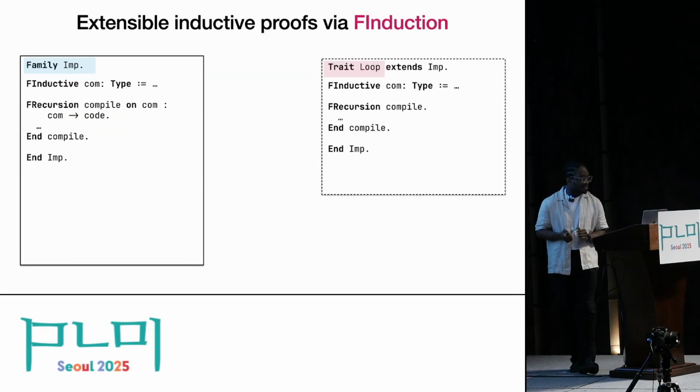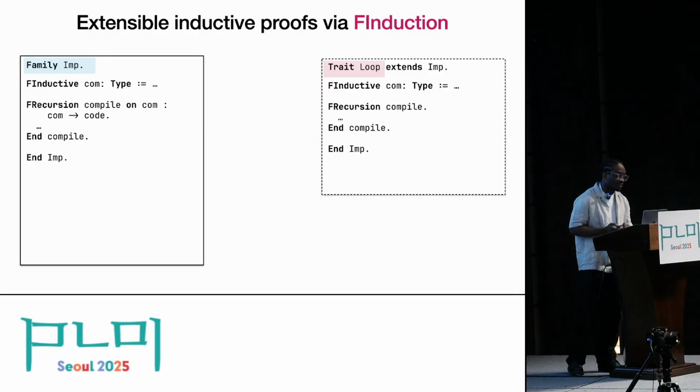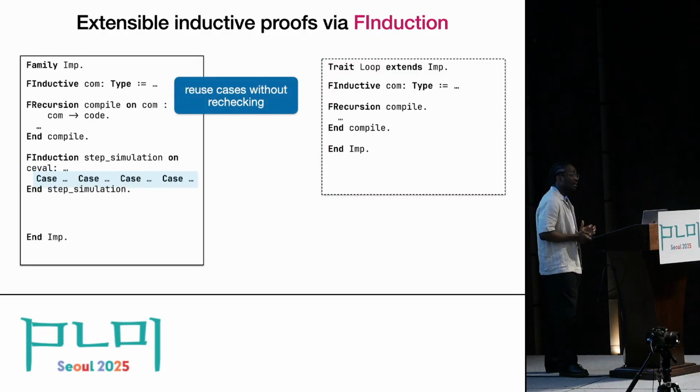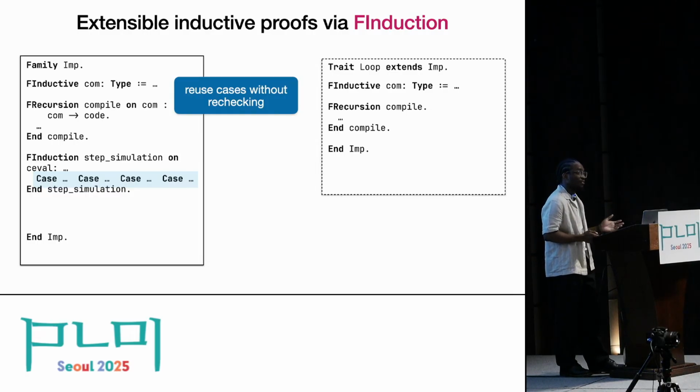The last ingredient here is something called FInduction. Inductive proofs in Rocq are also closed to extension. And what we do in Rocq is that we can have something called FInduction, where you prove cases, and then we can reuse those cases just like FRecursion and FInductive.